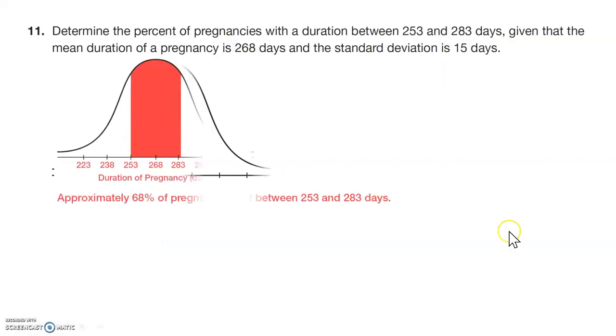So approximately 68% of pregnancies last between 253 and 283 days.